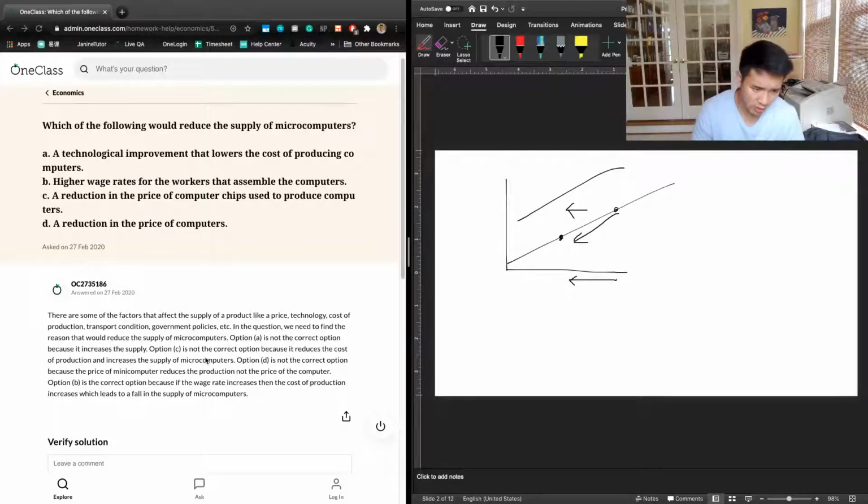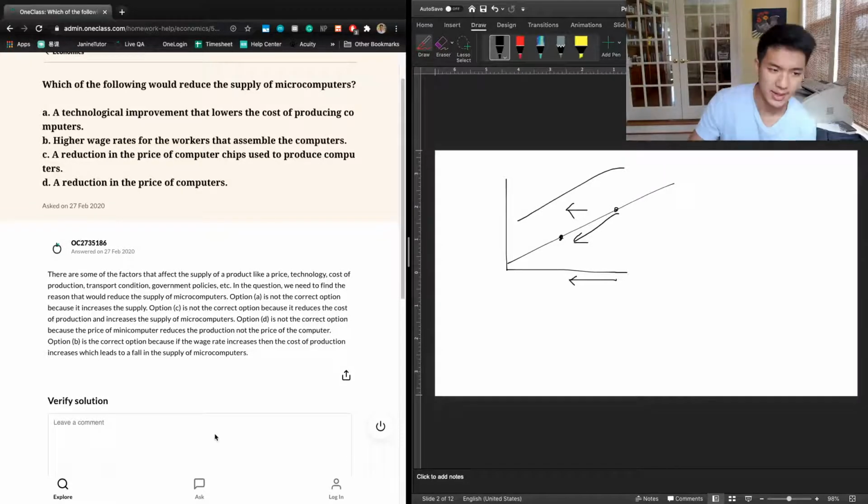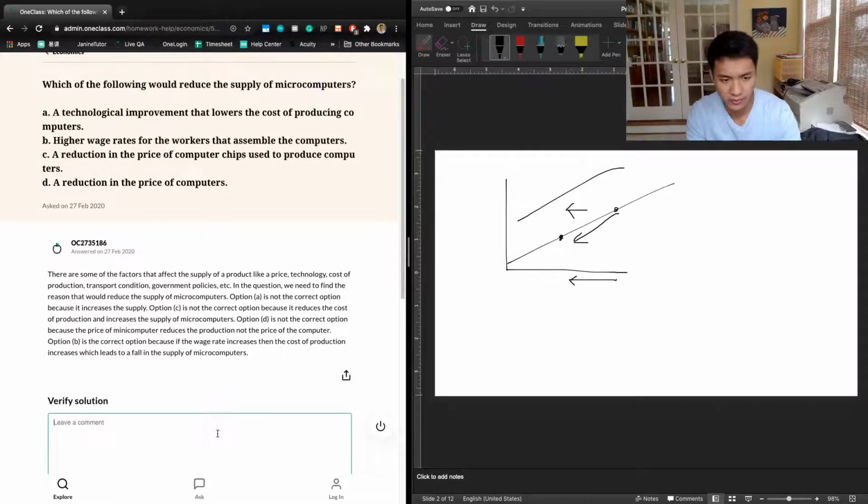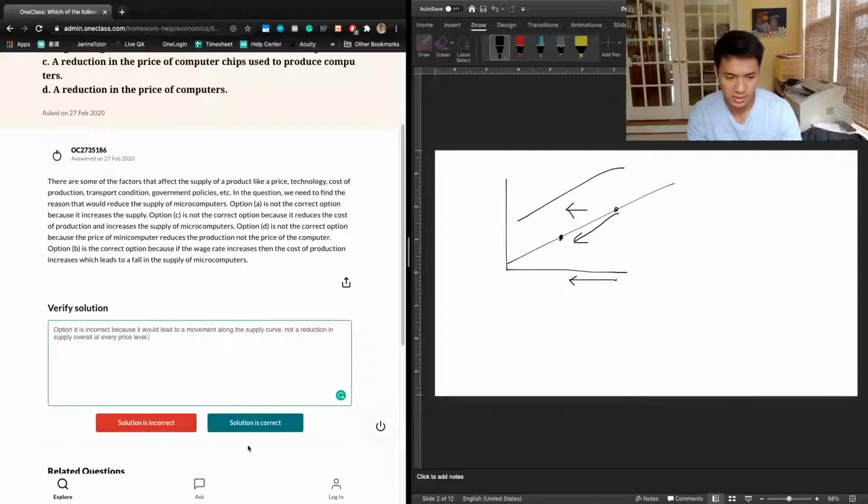Option B is the correct option because if the wage rate increases, then the cost of production increases, which leads to a fall in the supply of microcomputers. Option D is incorrect because it would lead to a movement along the supply curve, not a reduction in supply overall at every price level. But other than that, the correct answer is there and the rationale is correct, so we can mark that as correct.